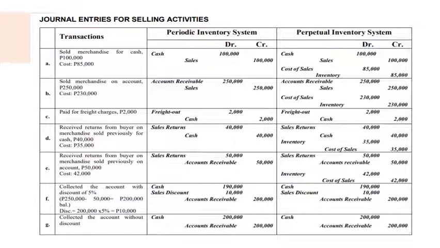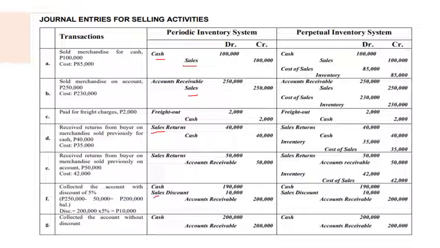Now, here are the journal entries for the selling activities. As opposed to the journal entries on the purchasing activities, we're no longer using the purchases accounts, but instead we're using the term sales. So if we sell for cash, our consideration received is cash, so we debit cash, and then we credit sales.